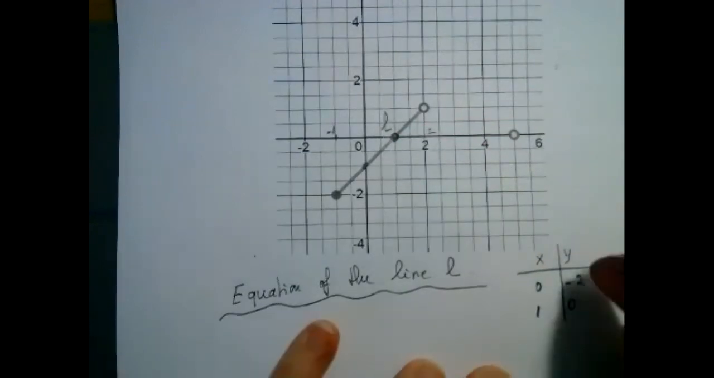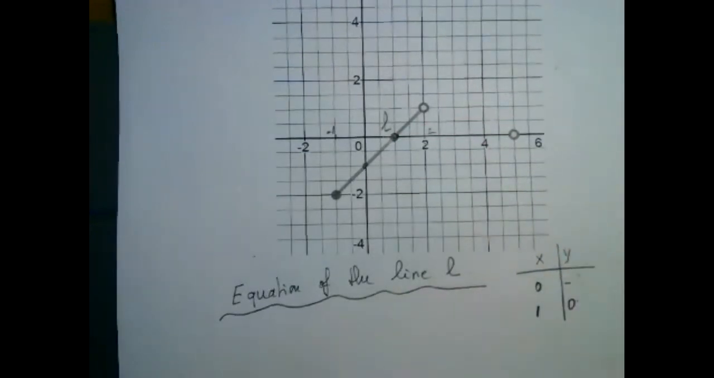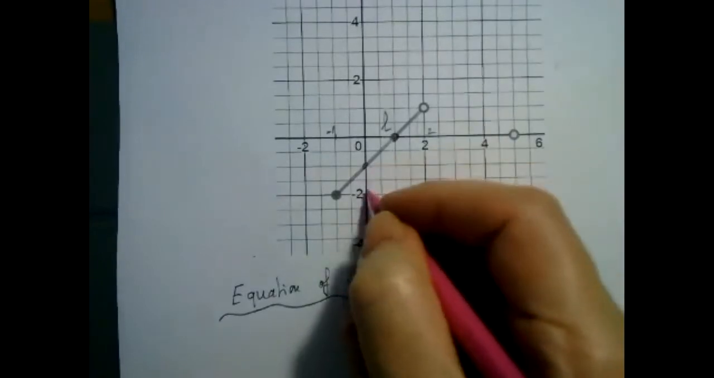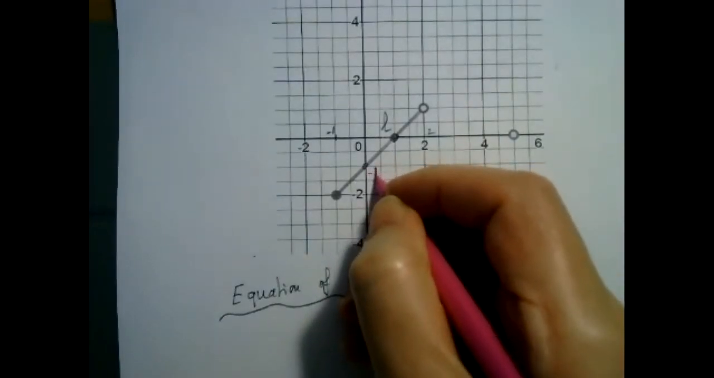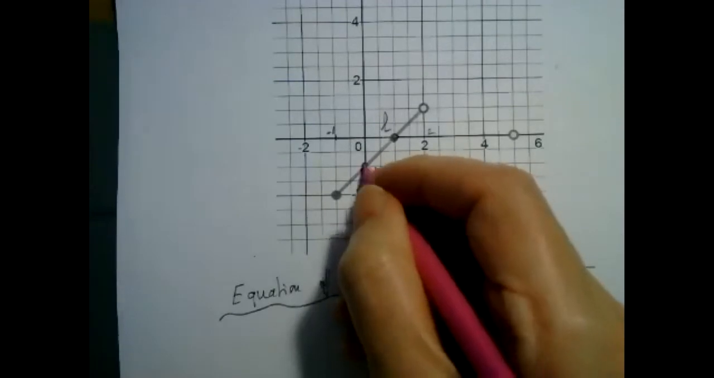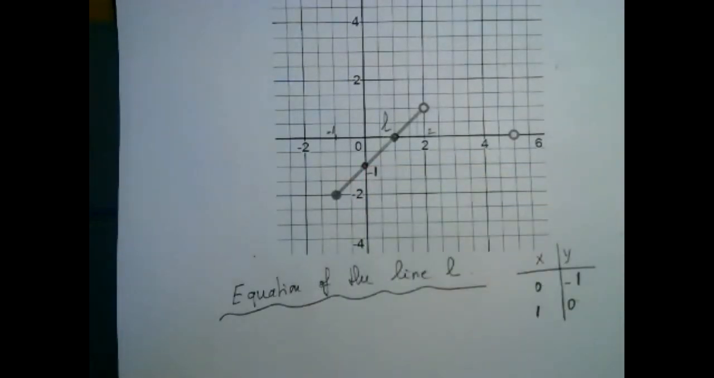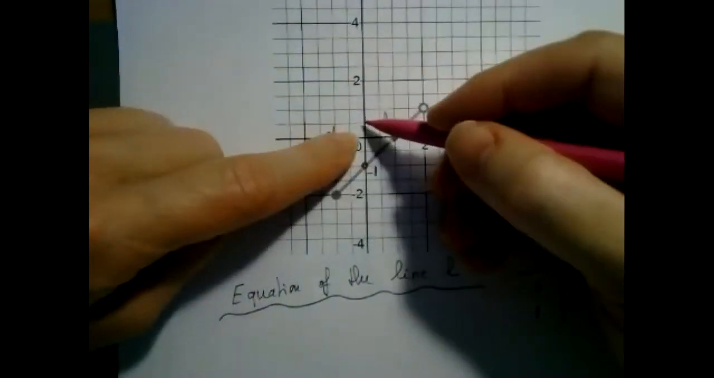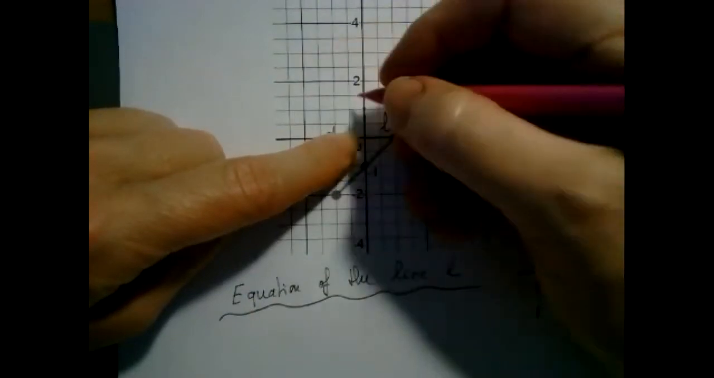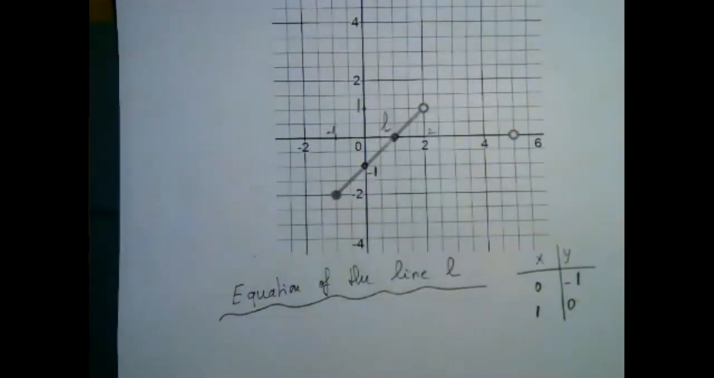Oh, sorry, this is -1 here. My apology. Because this is -2, down here is -1. The reason you're making some silly mistakes is that this is a half, so that's a 1 here. That's why you're making mistakes. Okay, so now let me find the equation.